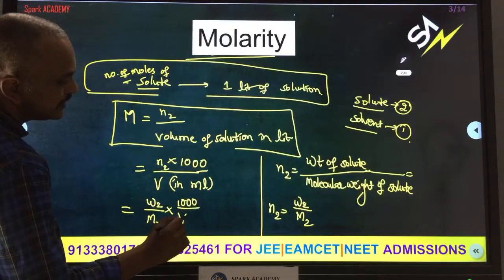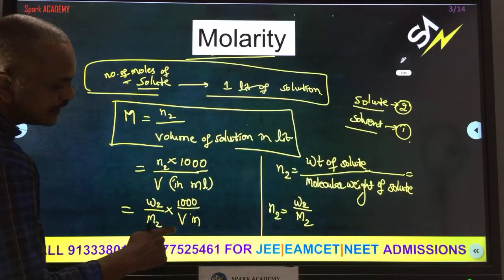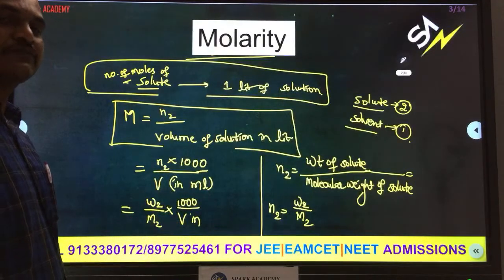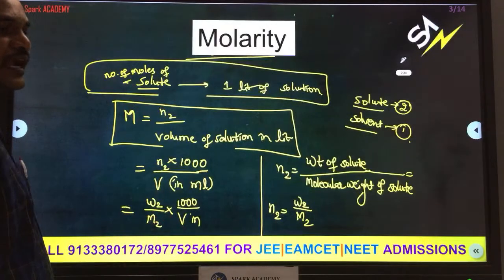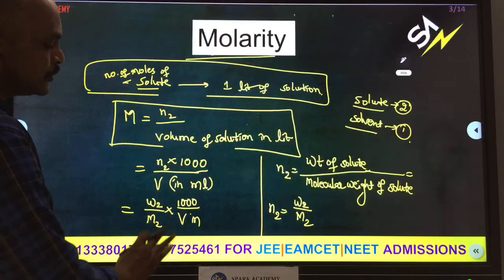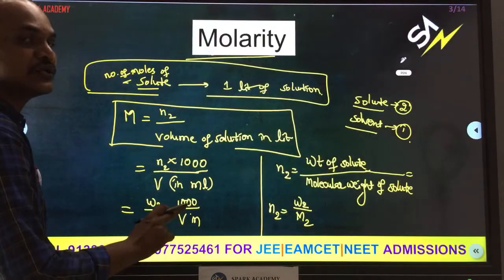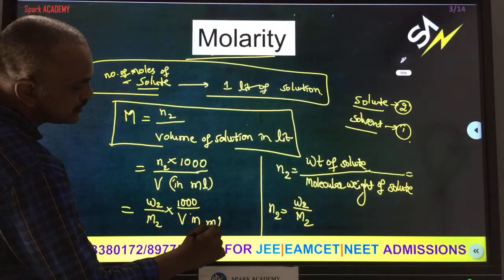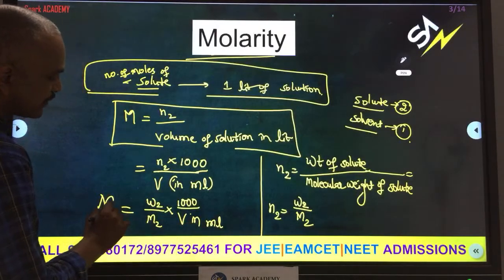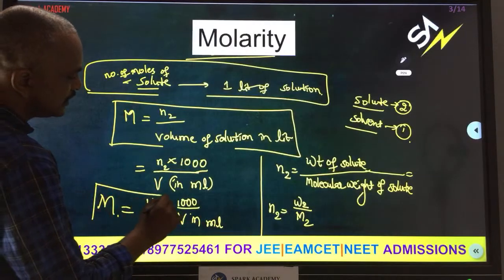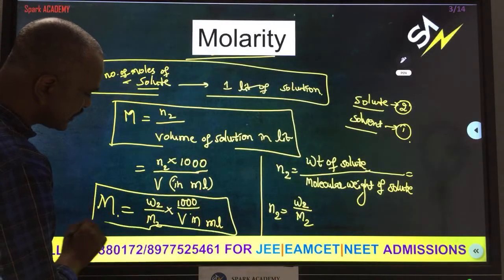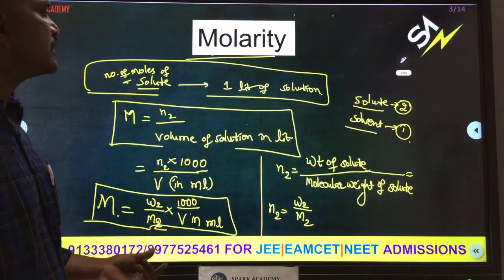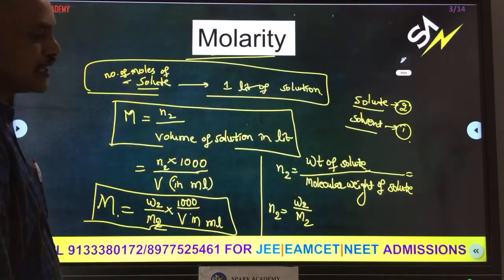By V, that means volume. Here no number I am writing, V only. If I write V1, it is of the solvent. If I write V2, it is of the solute. But with no number, it is of the solution. Understood? So volume in milliliters. This is the complete formula of molarity. Understood this, all of you? So that is about molarity.